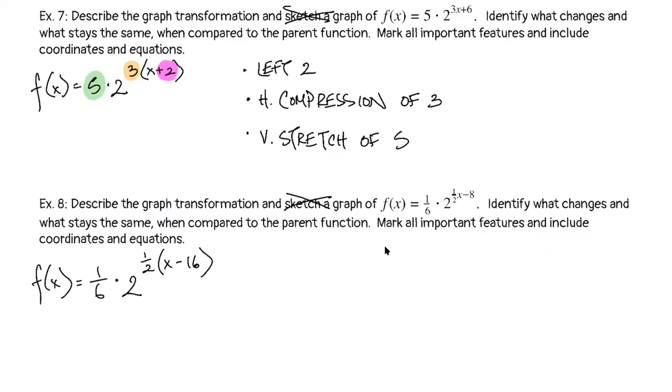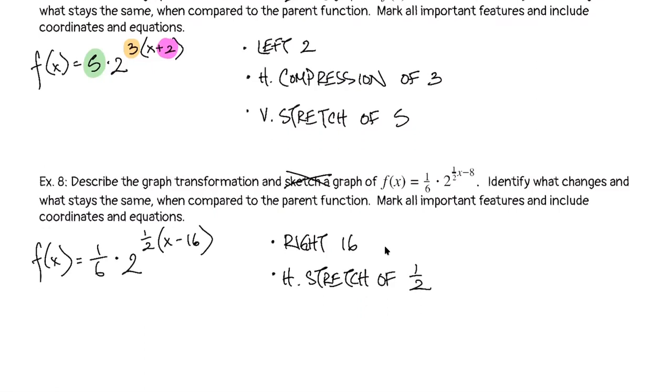So what does that tell us? That it moves to the right 16, that we have a horizontal stretch of 1/2, and we have a vertical compression of 1/6, because the vertical ones are the ones that are exactly what they look like. Okay.